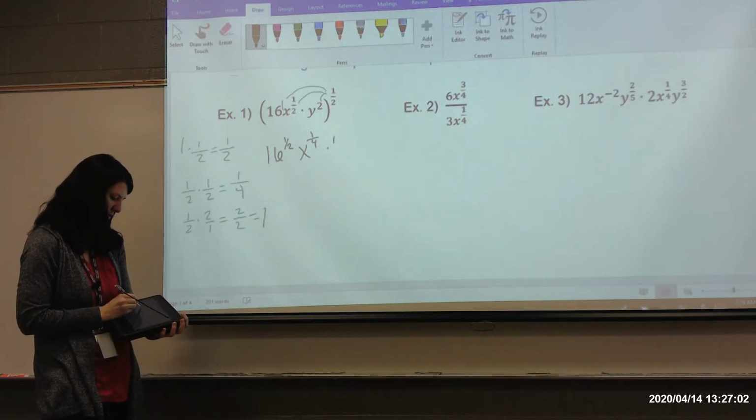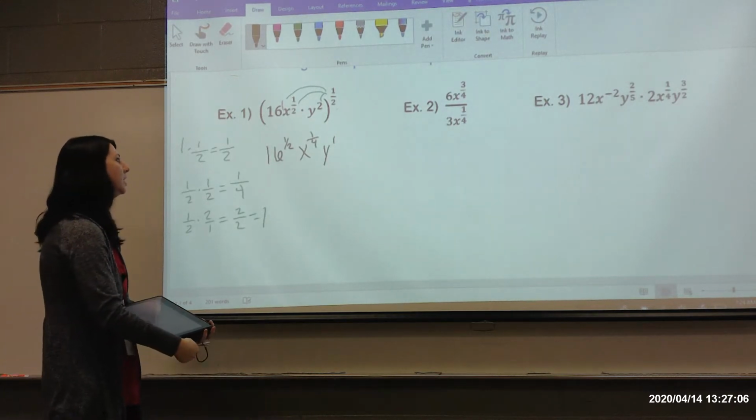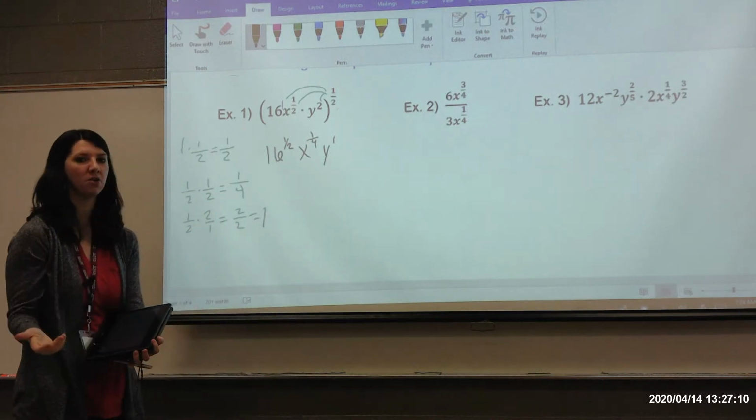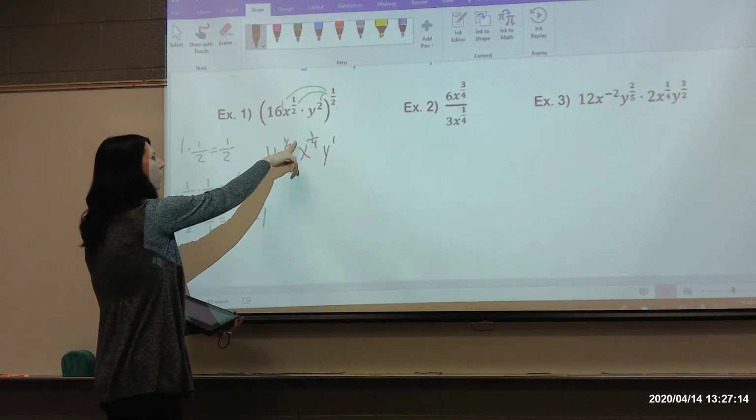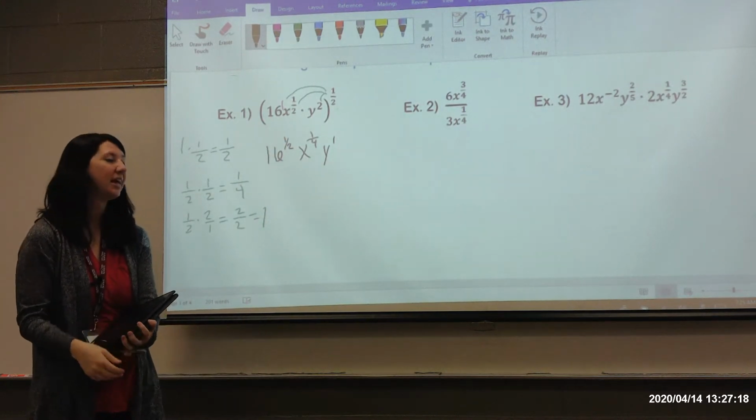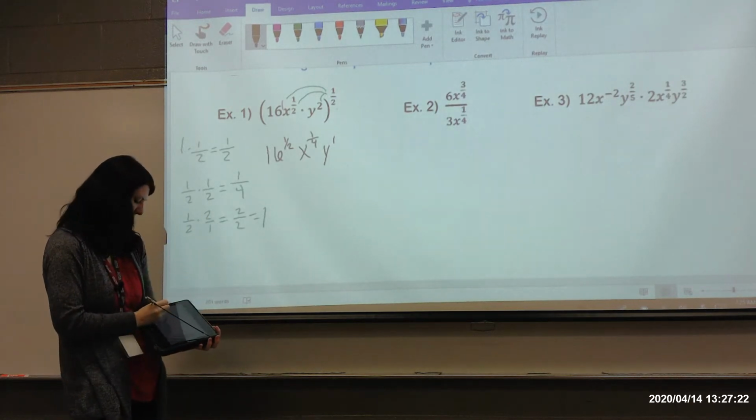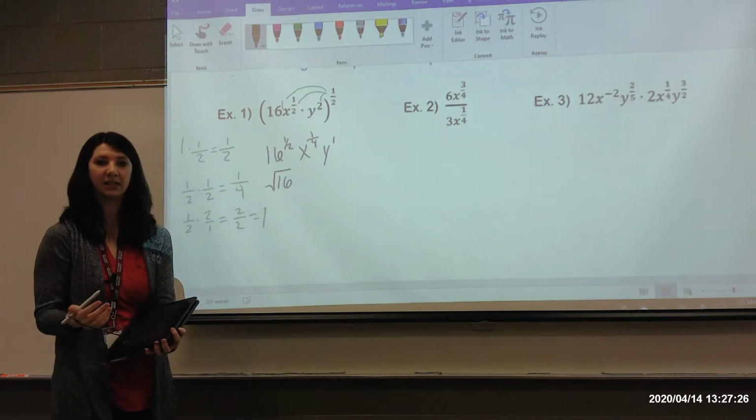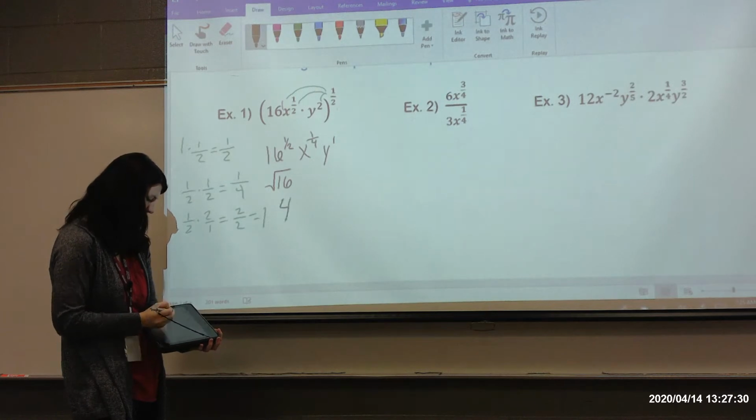So I just went through and did my multiplication. Now I look to see if there's anything else I can simplify. When I have a number to a power, I want to try to evaluate that. Okay? 16 to the 1/2. What is the power of 1/2 equivalent to? It's the same as a square root. So instead of saying 16 to the 1/2, I could say the square root of 16. And we know what the square root of 16 is. We know that it's 4. So that gives us 4.